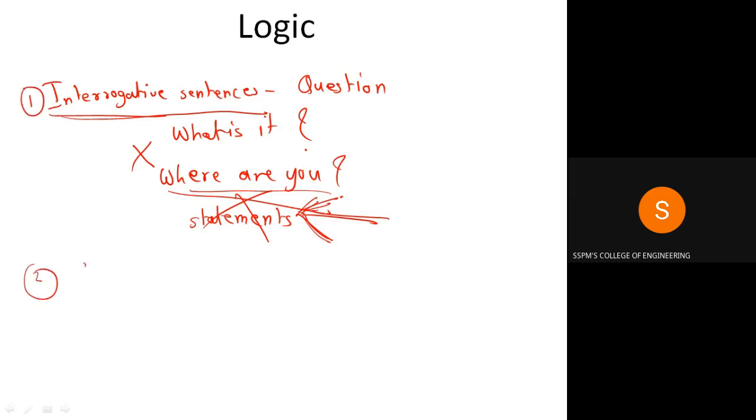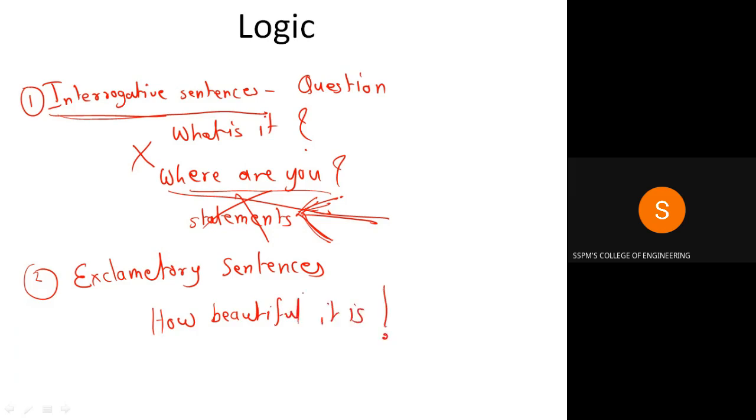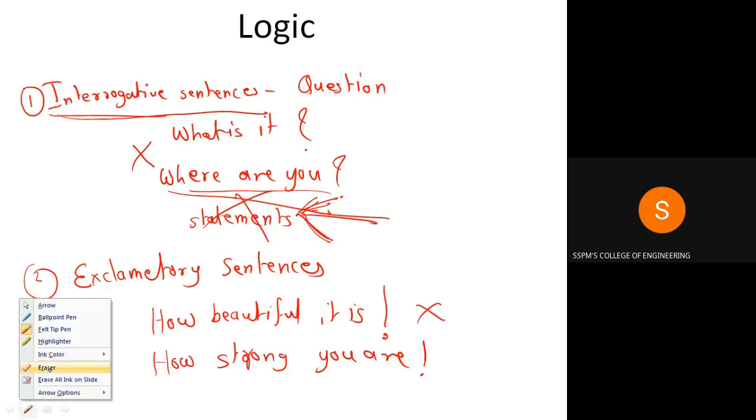Second type, exclamatory sentences. You must have learned these sentences in your previous standards. How beautiful it is. Okay, this is an exclamatory sentence. So this also cannot be considered a mathematical statement. Or how strong you are. This is an exclamatory sentence. So this cannot be considered a mathematical statement.